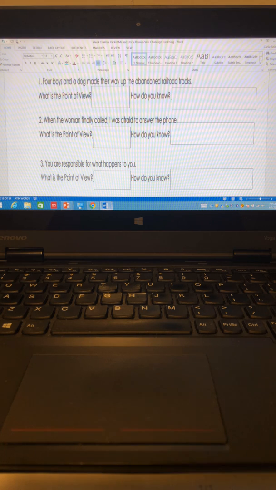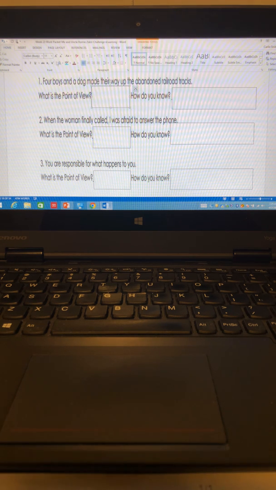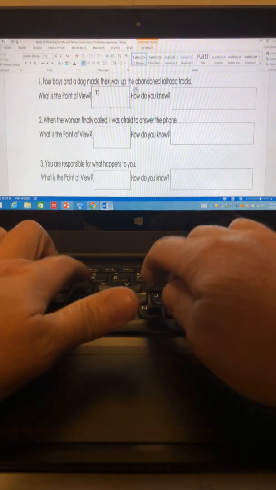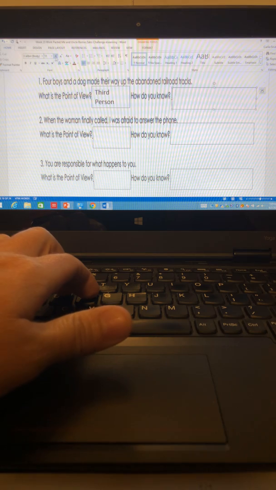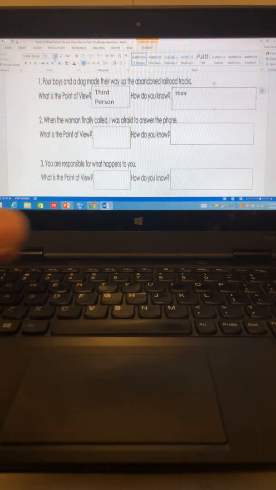Number 1, 4 boys and a dog made their way up the abandoned railroad tracks. So based on what we have, take a moment and look for a key word from yesterday's lesson that could help you identify if it's first person or third person point of view. If you said third person point of view, you were correct. And the way that we can tell that it is third person point of view is because when we look in the clues, we see the word there.